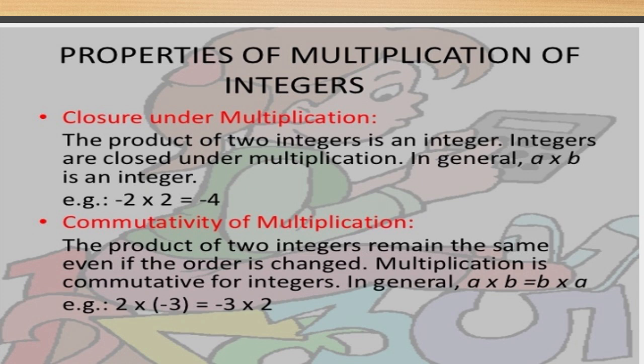Commutative property for multiplication. The product of two integers remains the same even if the order is changed. Multiplication is commutative for integers. In general, a into b is equal to b into a. Let's see this through an example. 2 into minus 3 is minus 6. What about minus 3 into 2? That is also minus 6. So we say that multiplication holds commutative law for integers.